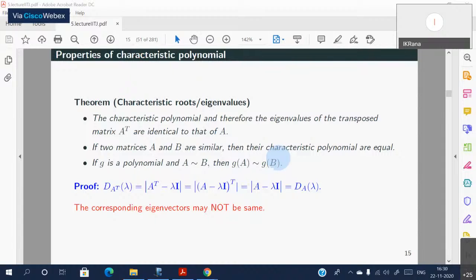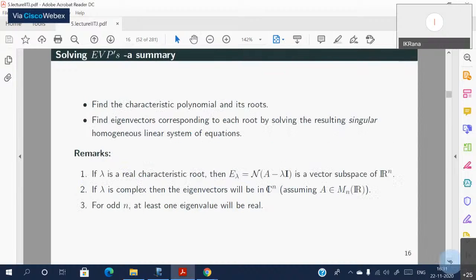Because the determinant of AB is equal to the determinant of A times the determinant of B. So if A is similar to B, then the characteristic polynomial of A is the same as the characteristic polynomial of B. And so the characteristic polynomial of g of A will also be the characteristic polynomial of g of B, right? We will use this slightly later, so let's just comment on that.